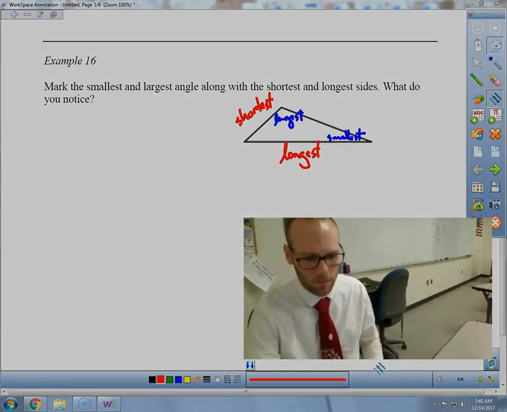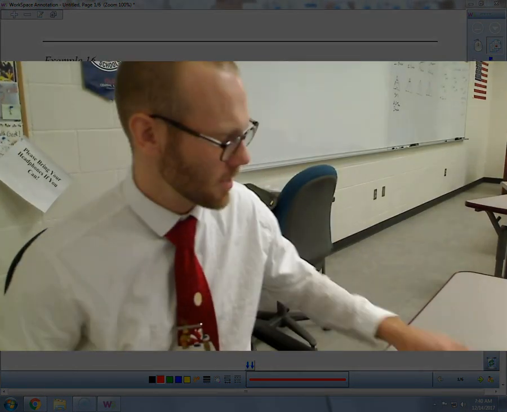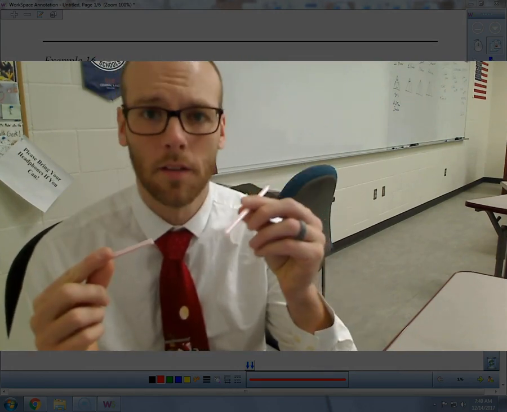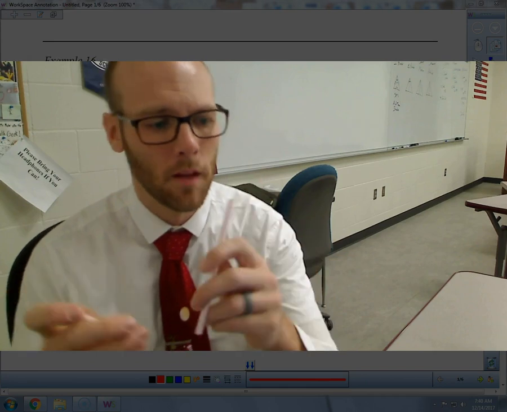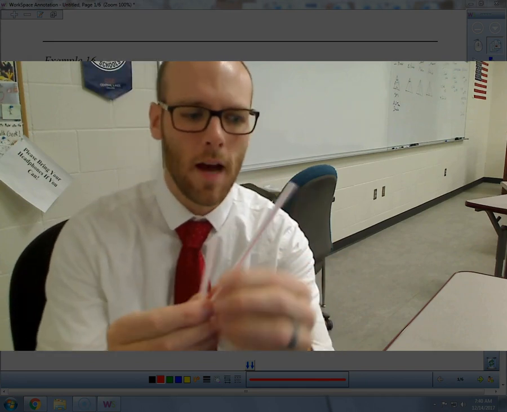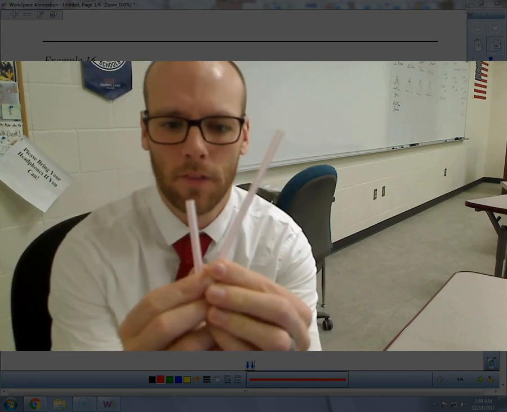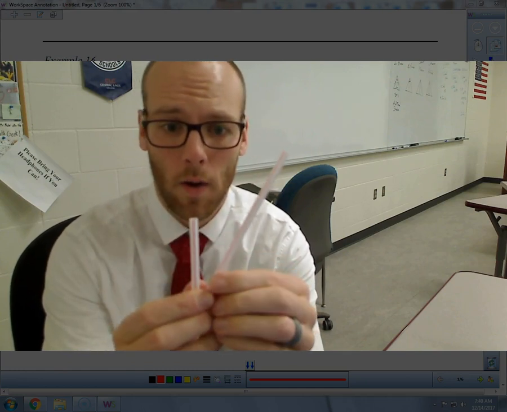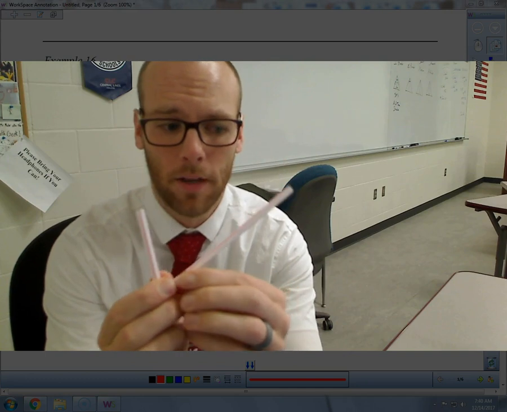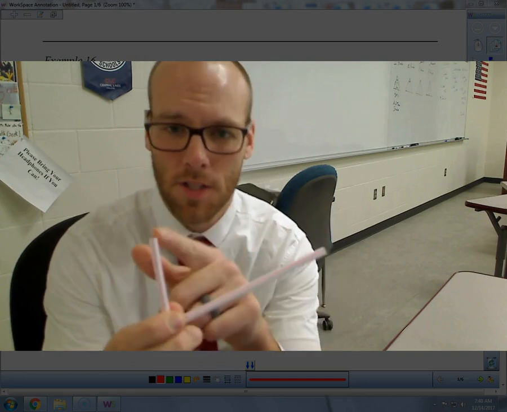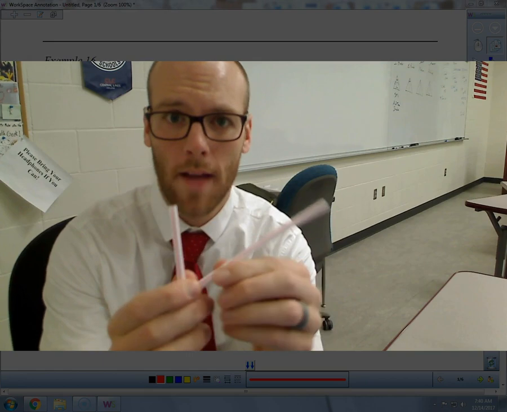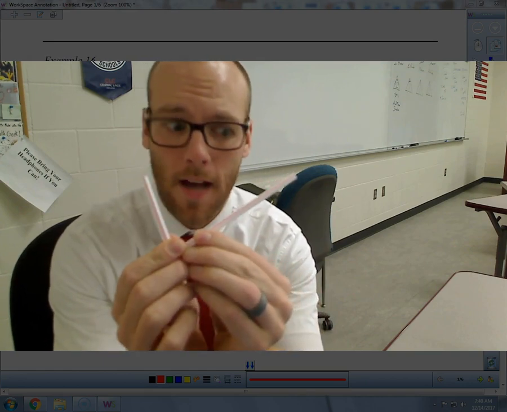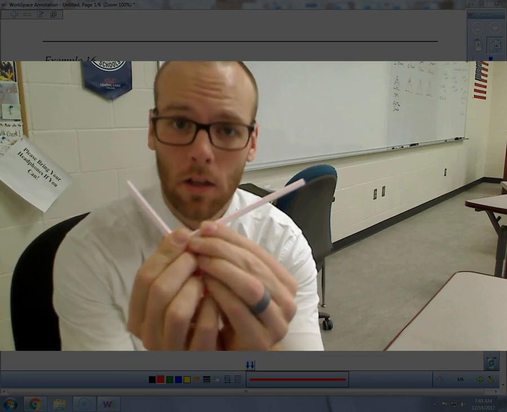Does that intuitively make sense? So I got some straws here. Can you see them all right? If these are two sides of a triangle, and look at that angle that's formed right here by my fingers, what happens as I make that angle bigger? Imagine that there was a side connecting these. What happens to the length of that side? As the angle gets bigger, the side opposite it would get larger, wouldn't it?